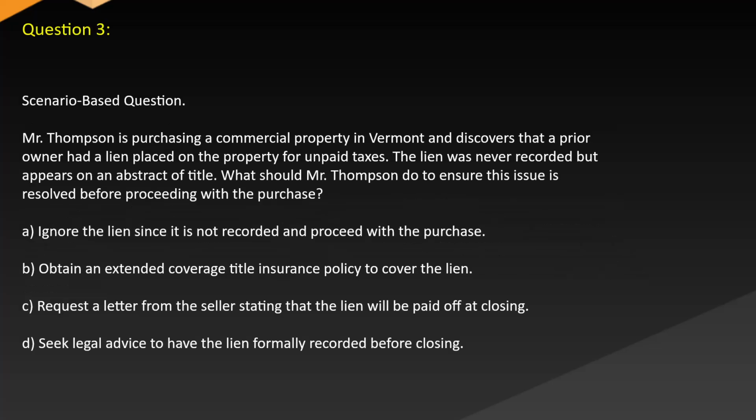Question 3. Scenario-based question. Mr. Thompson is purchasing a commercial property in Vermont and discovers that a prior owner had a lien placed on the property for unpaid taxes. The lien was never recorded but appears on an abstract of title. What should Mr. Thompson do to ensure this issue is resolved before proceeding with the purchase? A. Ignore the lien since it is not recorded and proceed with the purchase. B. Obtain an extended coverage title insurance policy to cover the lien. C. Request a letter from the seller stating that the lien will be paid off at closing. D. Seek legal advice to have the lien formally recorded before closing.